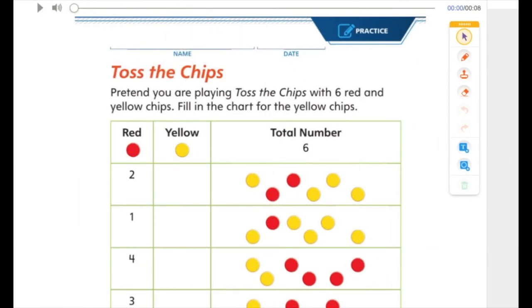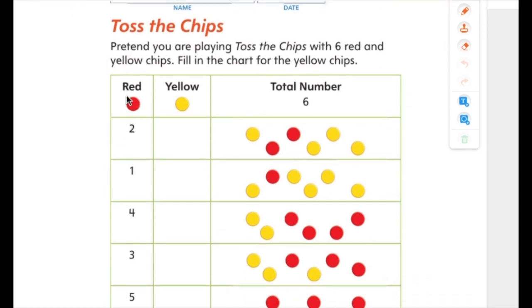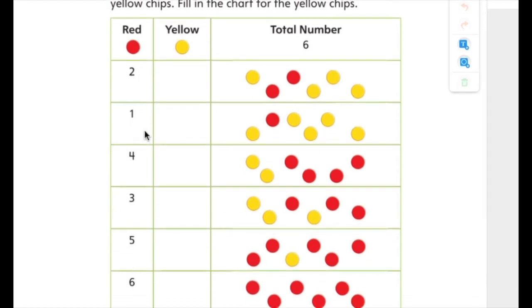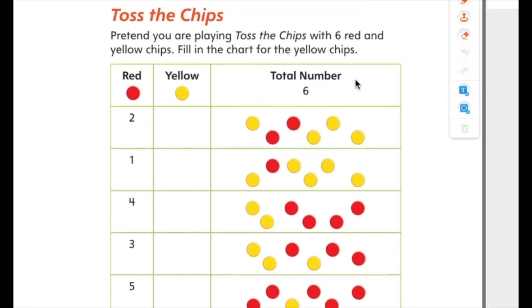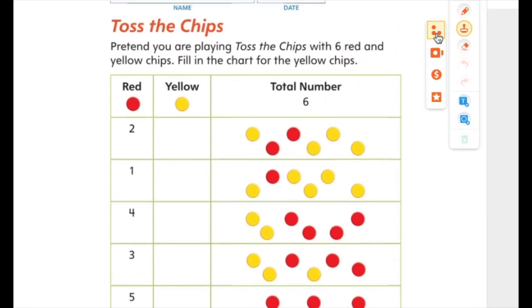Now, friends, the last thing you're going to have is this worksheet. It says, pretend you are playing Toss the Chips with 6 red and yellow chips. Fill in the chart for the yellow chips. So this one already filled out the red for us. 2, 1, it shows us, but we have to count yellow. Now remember, Miss Hulsart likes to mark off when she counts so that I don't ever get tricked. So I'm going to mark my yellow when I count.